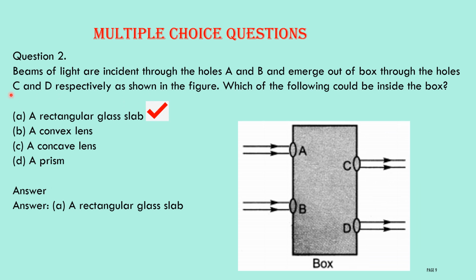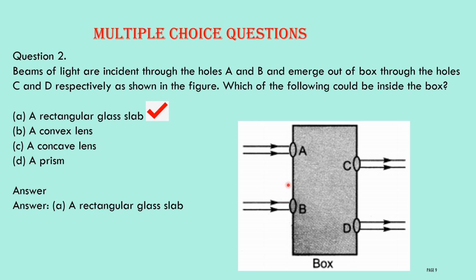Question number 2. A beam of light is incident through the hole AB and emerges out of the box through the hole CD, as shown in the figure. Which of the following could be inside the box? Option A, a rectangular glass slab; option B, a convex lens; option C, a concave lens; option D, a prism. The correct answer is a rectangular glass slab.